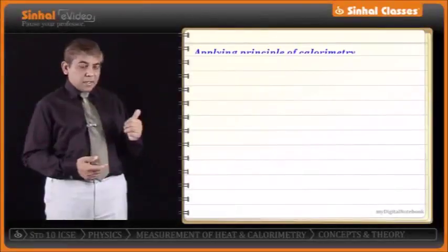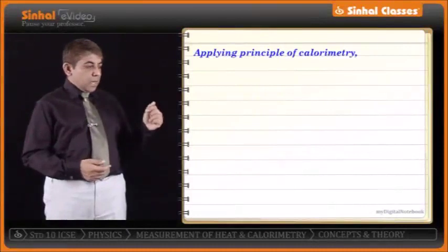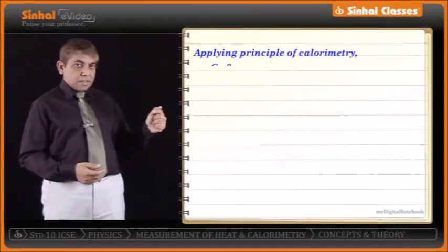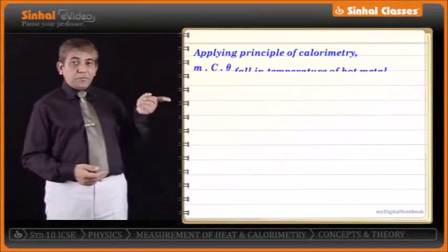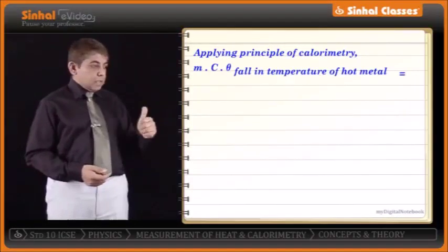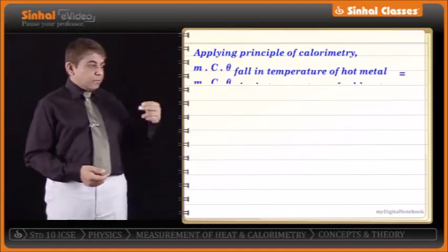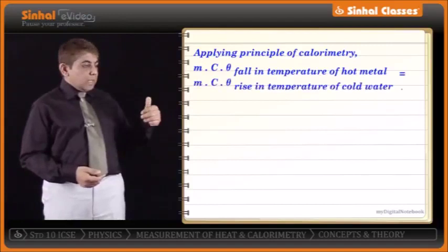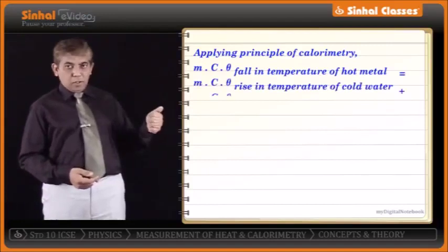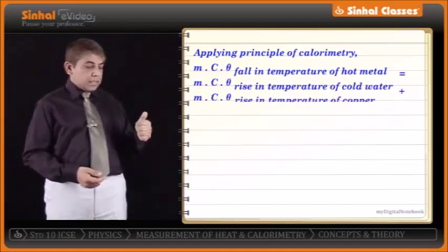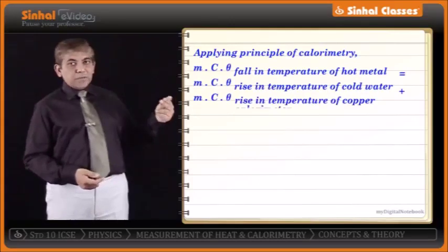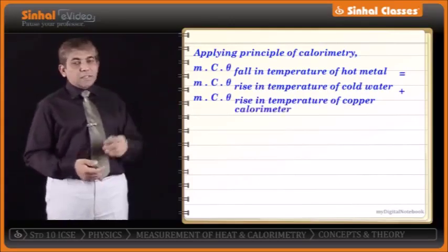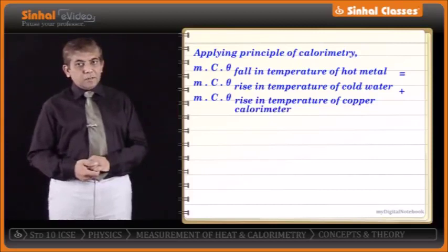Here again, by applying principle of calorimetry, you will have mass into specific heat capacity into fall in temperature of hot metal is equal to mass into specific heat capacity into rise in temperature of cold water plus mass into specific heat capacity into rise in temperature of copper calorimeter.